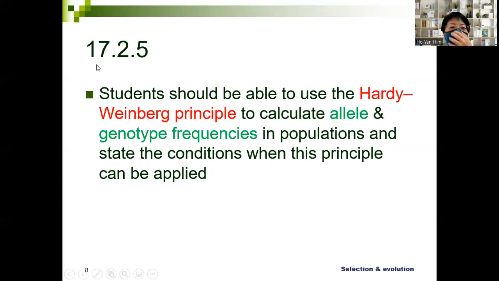Nice, right? Okay. So the learning outcome says students should be able to use Hardy-Weinberg principle to calculate allele and genotype frequencies in the populations and state the conditions when this principle can be applied. So very easy. You want to find out what is the allele frequency? What is the genotype frequency?